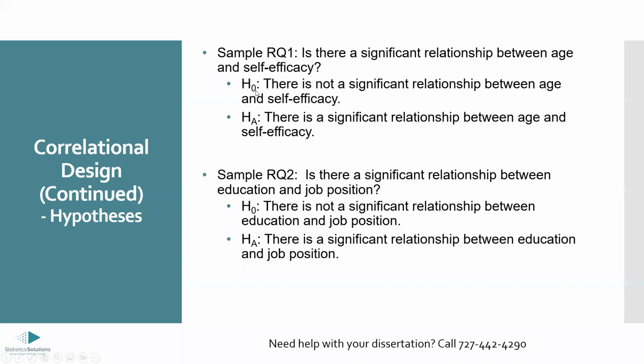The null is with a 0 here. The alternative has an A. They are phrased very similarly. The null hypothesis usually says there is not a significant relationship, whereas the alternative says there is a significant relationship, or we are expecting a significant relationship. So usually you're trying to disprove the null and prove that the alternative is true.